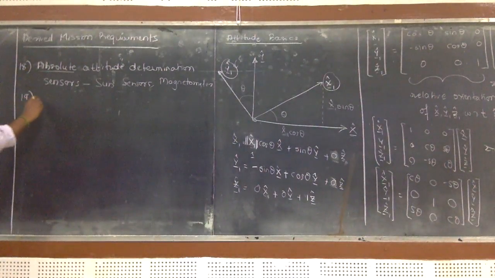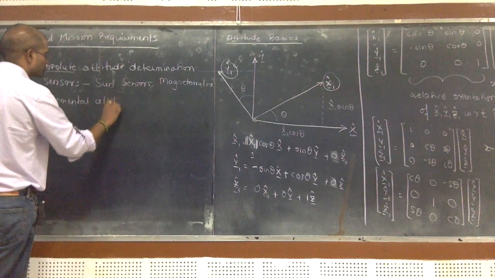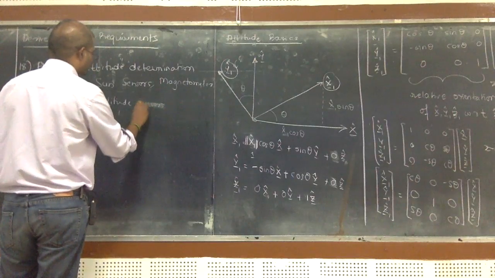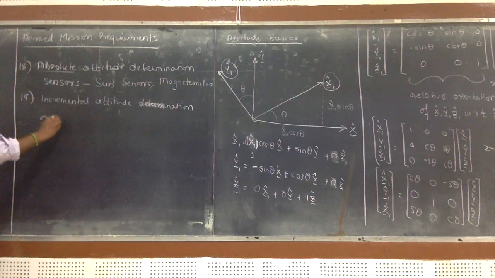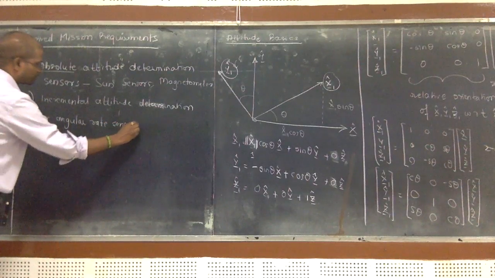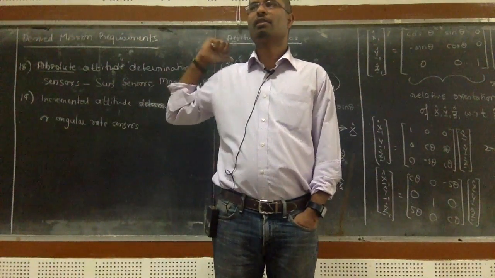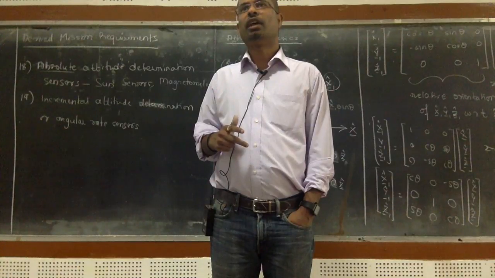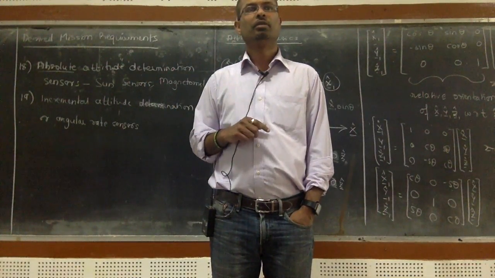Apart from this, you'll also need incremental attitude determination sensors, or angular rate sensors. And what that means is, let's say first I tell you that my back is pointing to the board, my hand is pointing to the door, and then I tell you that I'm rotating about my head at 10 degrees or 1 degree per minute. After a minute, can you tell me where I'm pointed? You can do that, right?